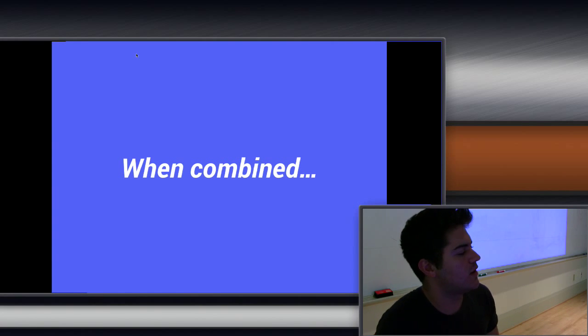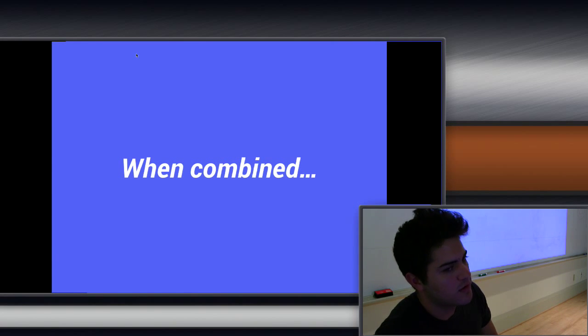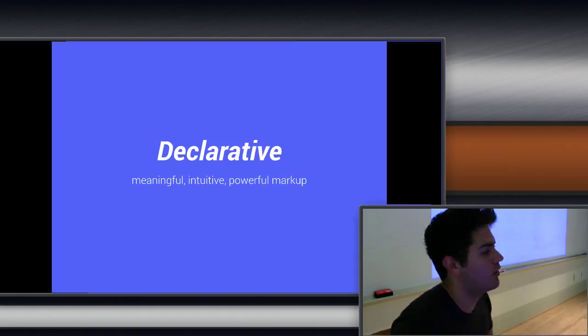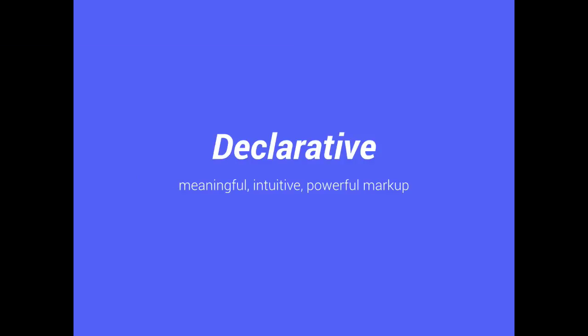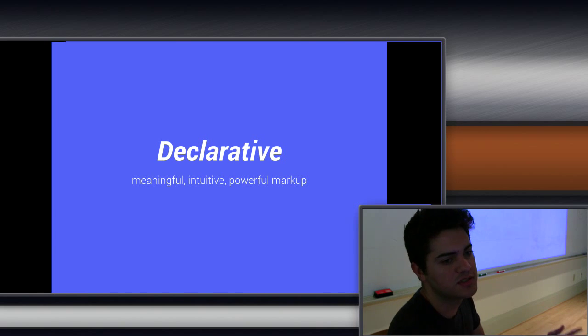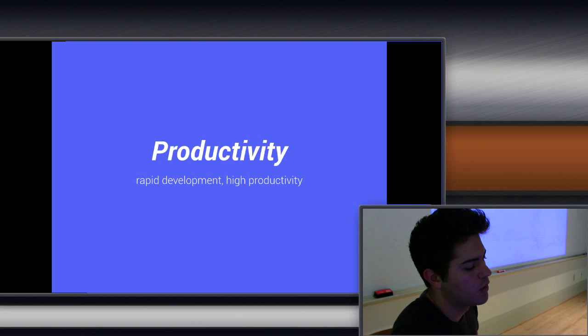So when we combine all the stuff that we have seen before, if we combine custom elements, HTML templates, HTML imports, and shadow DOM, we can get a lot. We can get a declarative way of building components. They are meaningful and intuitive. It's something we have all agreed upon and are familiar with. We know how to define a tag, so we know how to instantiate a component. That's good. We can get really productive with that.